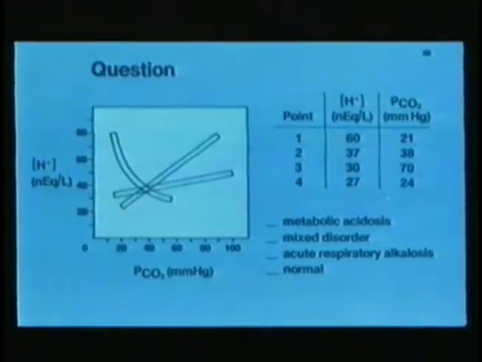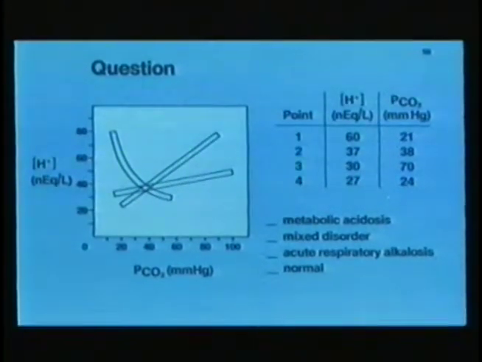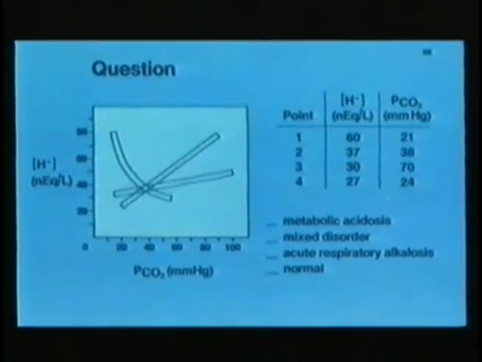56. Given the following data, locate and number each point on the diagram, and choose the acid-base disorder that corresponds to each point.